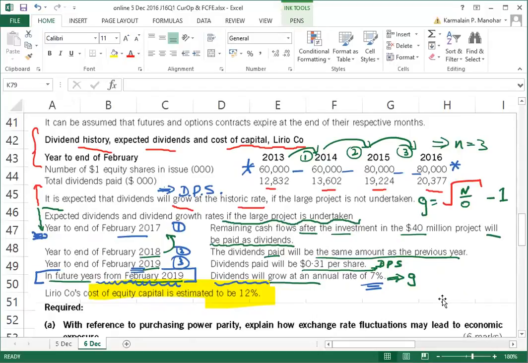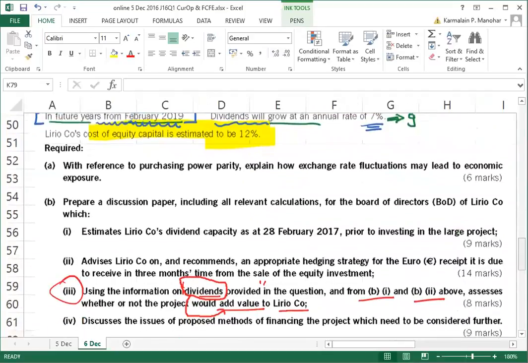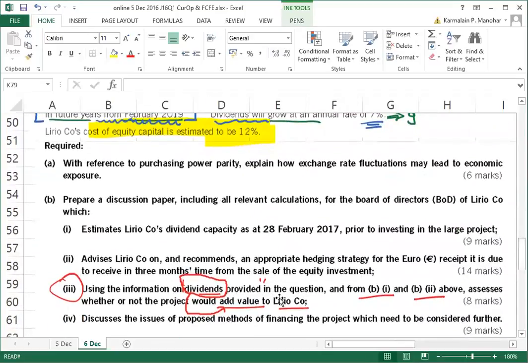So, what did they say? To the end of 2017, the remaining cash flows after investment of the 40 will now be paid as dividends. So we have to find that remaining cash flows, and 2018 dividends paid will be the same amount as in 2017. So this is where the question mentioned we have to not just use dividend information provided, but we have to use B1 and B2. What is B1 and B2?